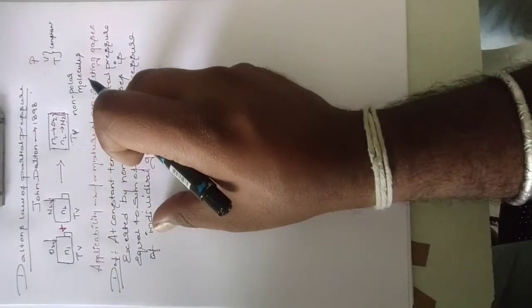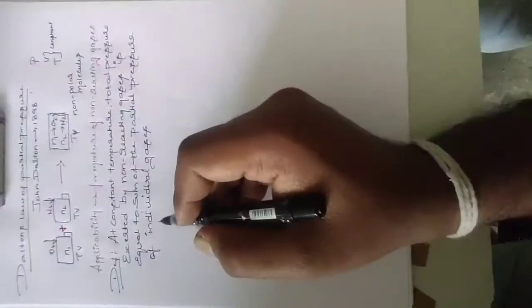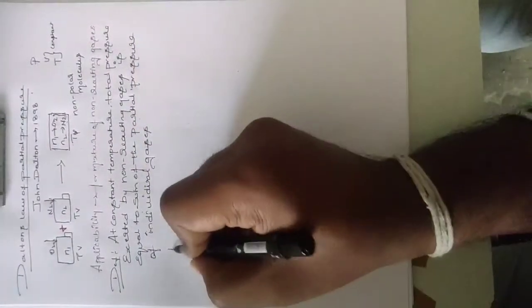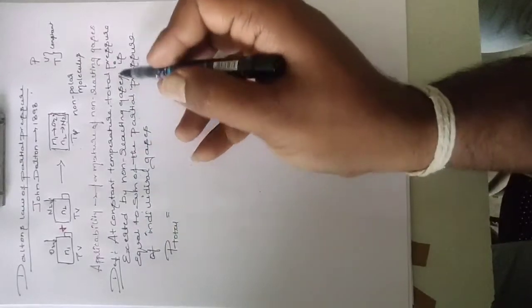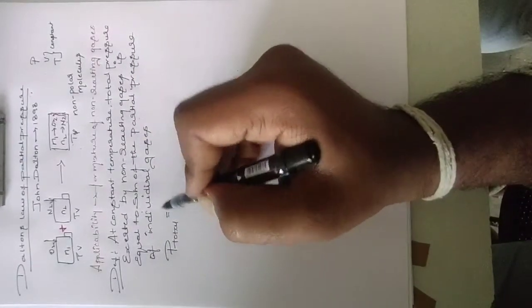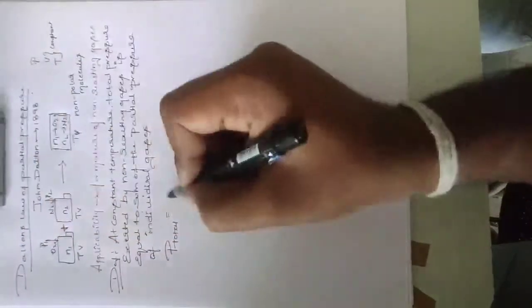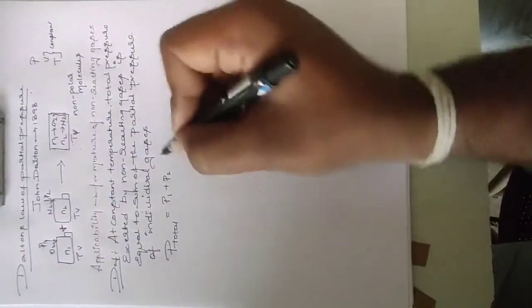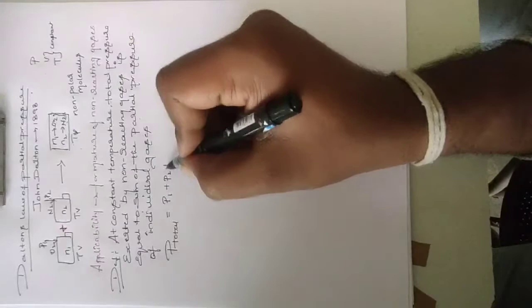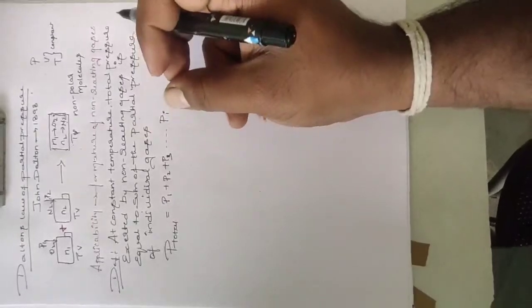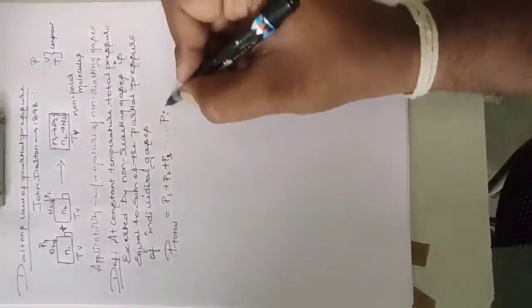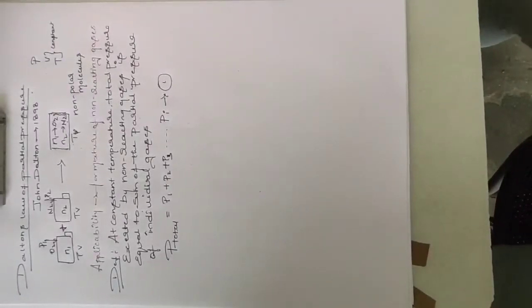If you write the mathematical form from this diagram, the total pressure exerted is the total pressure, P total, which equals the sum of the partial pressures: P1 plus P2. If you take more gases, P3 and so on, we write Pi. I am not using N because you will be confused again. This is equation number 1.